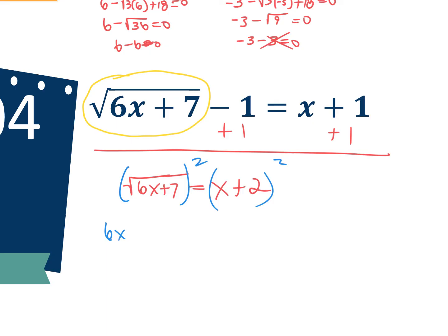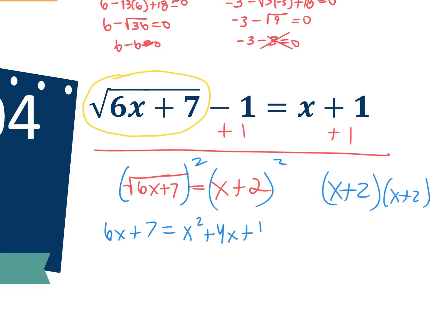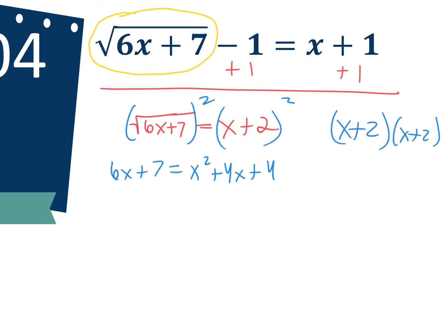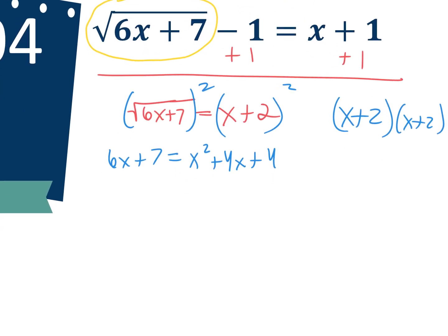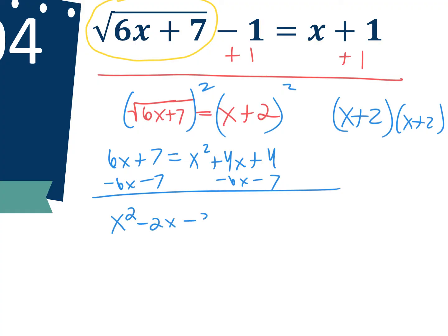So I have 6x plus 7 equals x plus 2 quantity squared. That's x plus 2 times what? X plus 2. Good. So it's x squared plus 4x plus 4. You guys good? Here we are. Back to a quadratic. Get everything to one side and then factor. So minus 6x minus 7 from both sides. X squared minus 2x minus 3 equals 0.